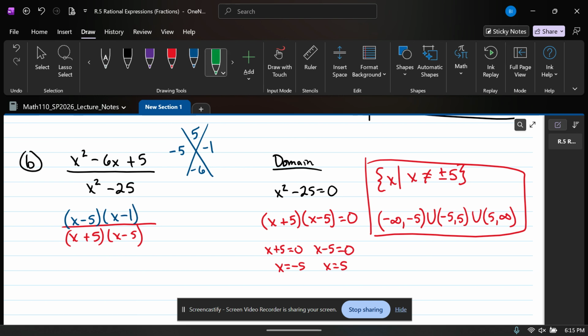What cancels out here? Yeah, this x minus 5 cancels that x minus 5. That's all that cancels. You can't cancel part of a factor. So part of a factor, what I mean is you can't cancel this x and the x minus 1 with that x and the x plus 5. It's either all of the x minus 1 or none of it. It's got to be a whole factor. You can't just do part of it. Okay, so the simplified version would be x minus 1 over x plus 5. There's our simplified fraction.